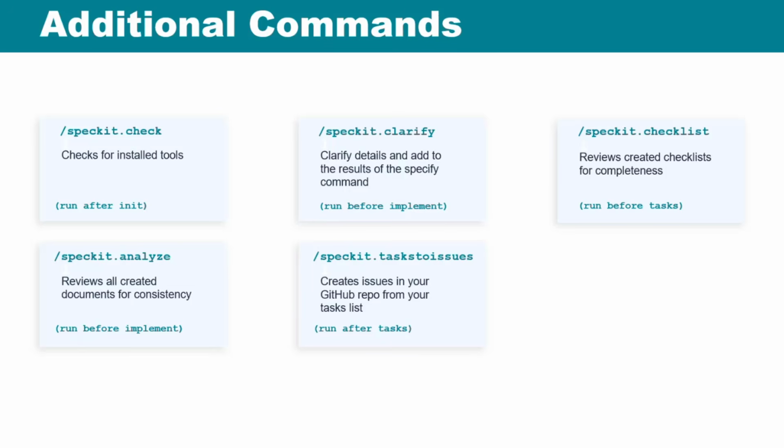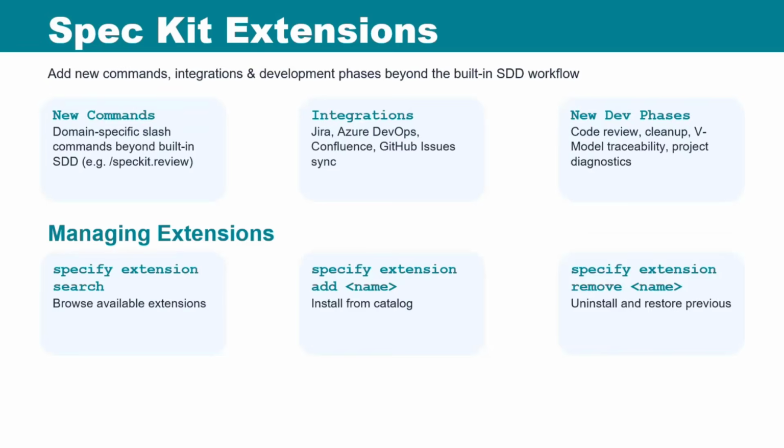And sometimes it might need to fix them, or it can fix them itself. Sometimes it might need you to clarify things, whatever it might be. But it's a good way of doing a self-check to make sure that everything is ready to go before you move on to the implement phase. And then I mentioned the task to issues. That's the command that would take those task lists that are generated and turn those into GitHub issues. And that way, you can parse them out if you want to assign someone to other people.